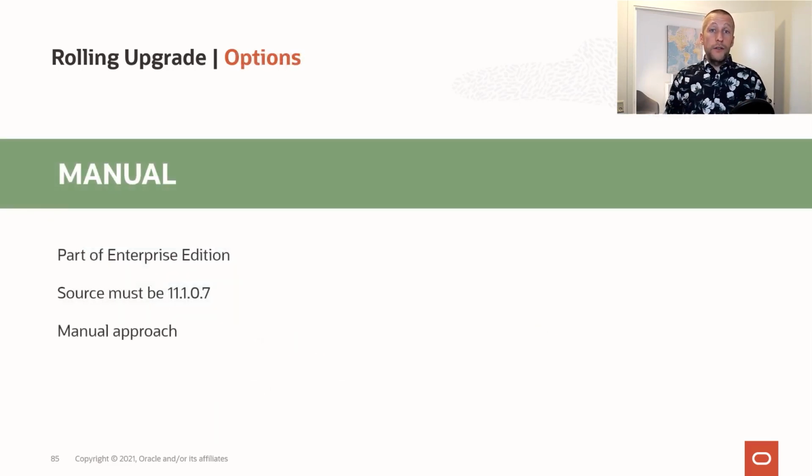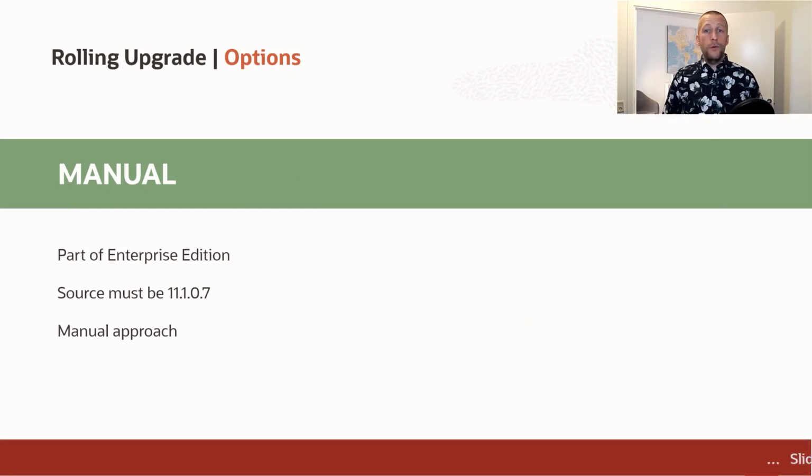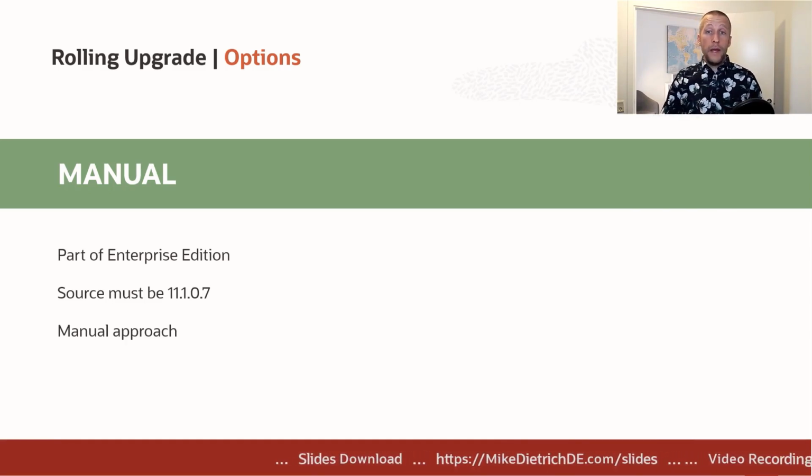There are two ways that you can do rolling upgrades. There is the manual approach, which we introduced all the way back in 11.1, but it requires Enterprise Edition. It is a manual approach, so you have to take care of all the steps in between and call the commands in the right order.